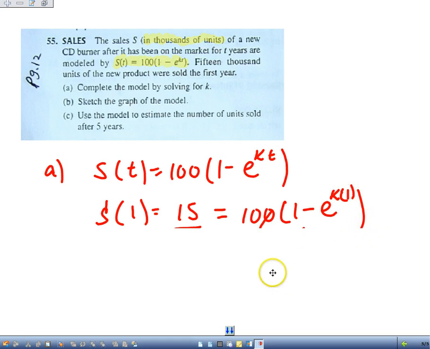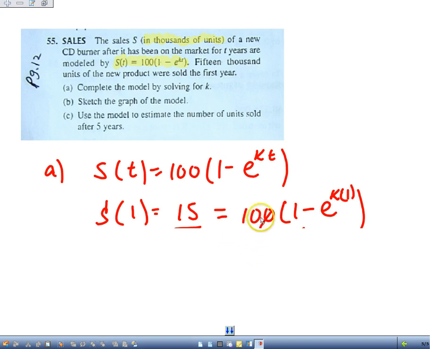Now, the reason I didn't put 15,000, or 15 followed by 3 zeros, is because this equation says that S is in thousands of units. So just by putting the 15 there, that represents 15,000. Also, I know that this looks like multiplication, but it's not. It's function notation. It's S of t, the sales when time is equal to 1 year. So you plug that in and you start solving.